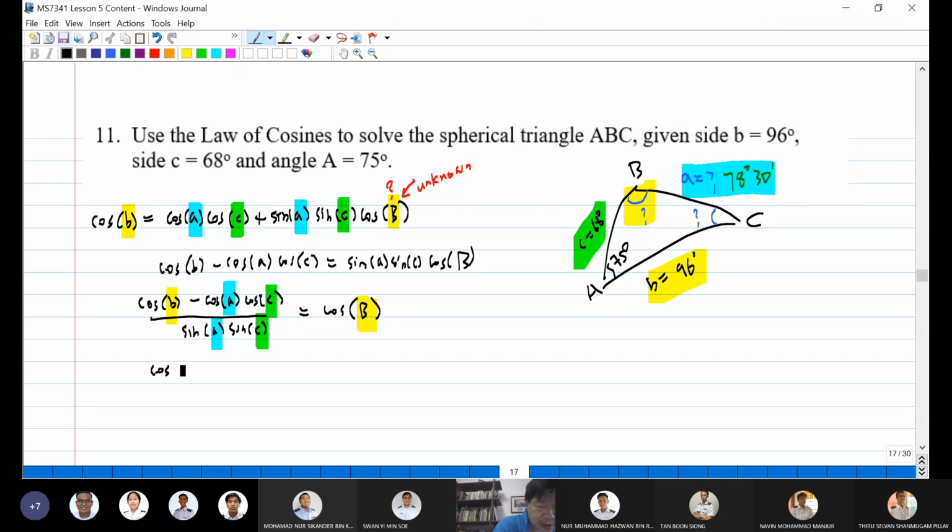B is 96, A is 78 degrees 30 minutes here, and C is 68 degrees. And this is actually sine 78 degrees 30 minutes, and then sine 68 degrees. This is equal to cosine B. So press the calculator.